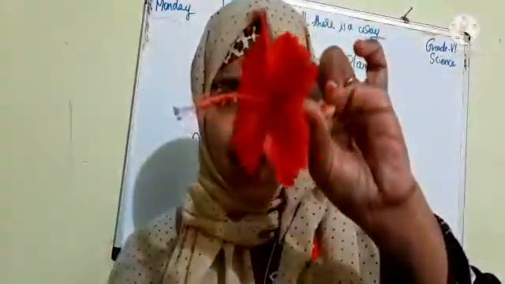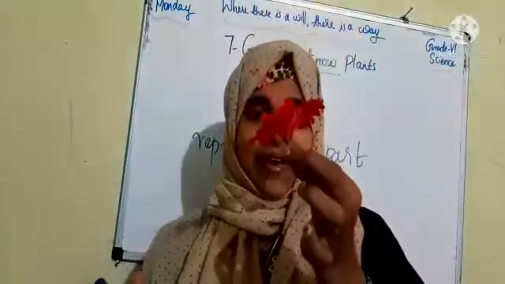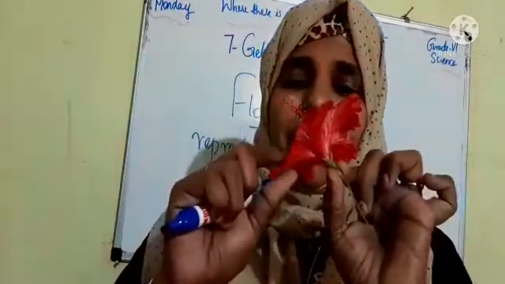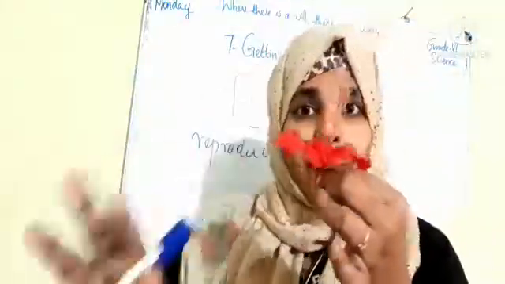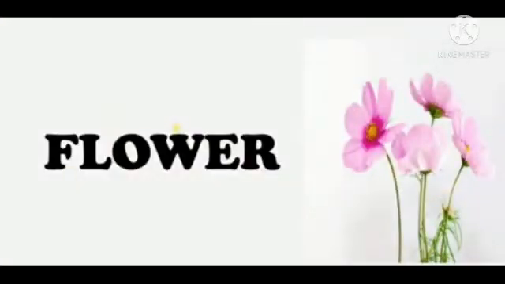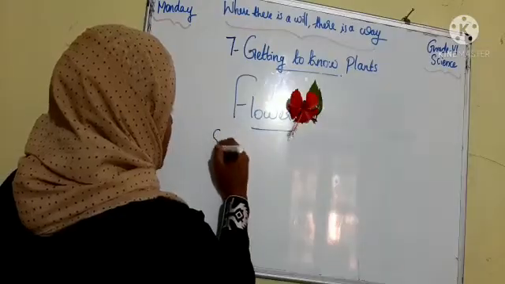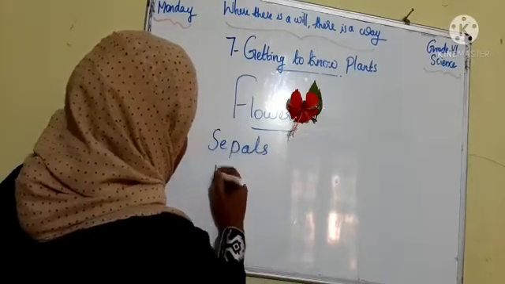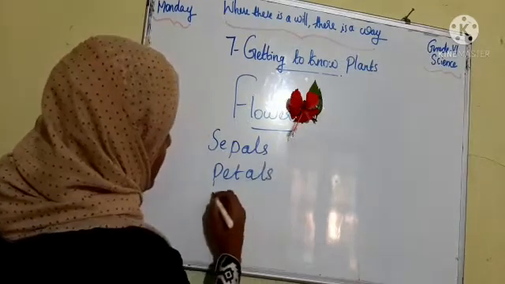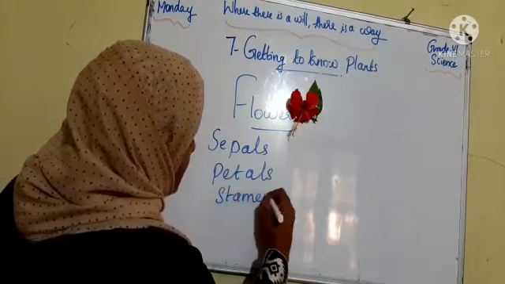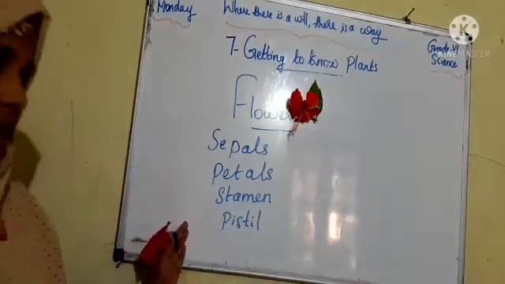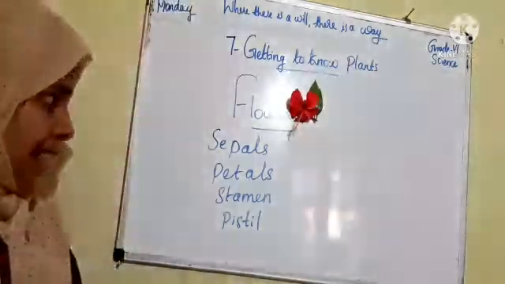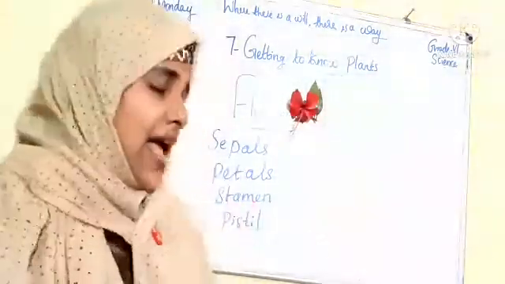Zoom your camera, children. You can see one hibiscus flower in my hand. We can check the main parts of the flower, and these different parts have different names. Let's check the names. So children, the main four parts of flowers are sepals, petals, stamen and pistil. What are they? Sepals, petals, stamen and pistil.